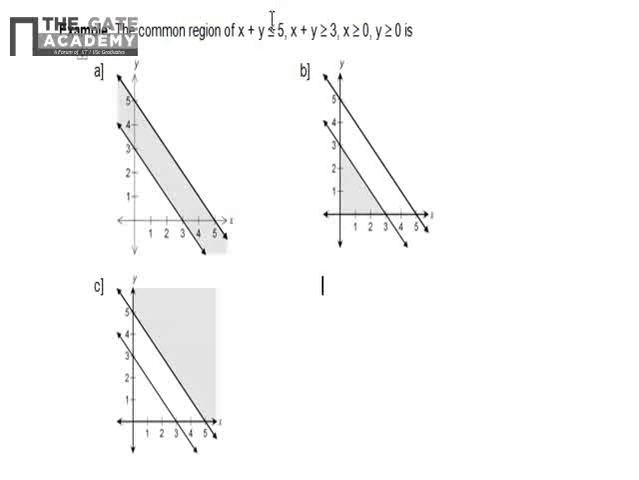Since x plus y is less than or equal to 5, that means the shaded region will be below this line. And x plus y greater than or equal to 3 means the shaded region will be above this line. So option A is our correct option, because the shaded region is between the two lines.